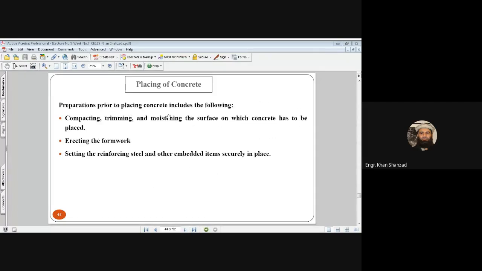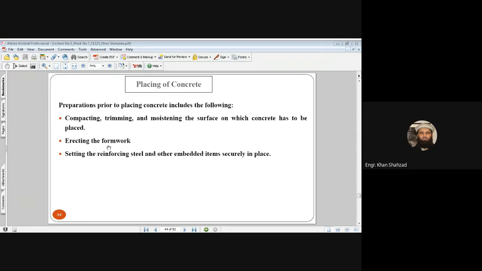Preparation prior to placing the concrete includes the following. Number one, compacting and trimming and moistening the surface on which concrete is to be placed. आप क्या करें, जहाँ पे आपने कंक्रीट इस्तेमाल करना है, जैसे लाइक इन फाउंडेशन, वहाँ पे आप उस जगह की प्रॉपर कंपेक्शन करें. वहाँ पे अगर जड़ी बूटियाँ वगैरह हो तो उसकी ट्रिमिंग करें और उस सरफेस को आप मॉइस्ट करें, उस पर पानी स्प्रे करें बिफोर द कंक्रीट इज रीचिंग टू द साइड.